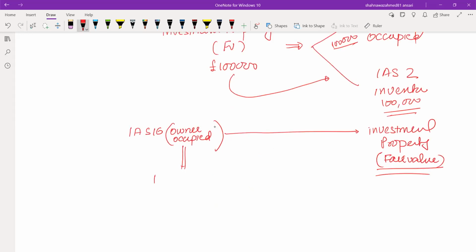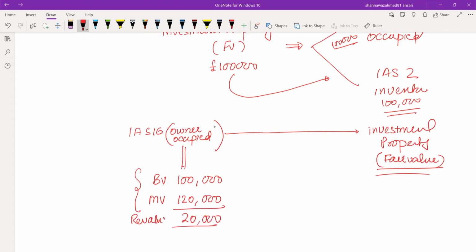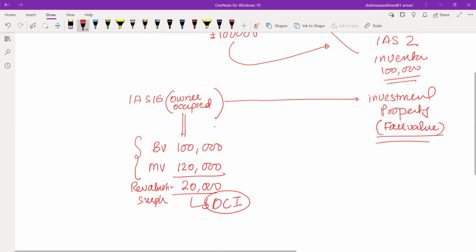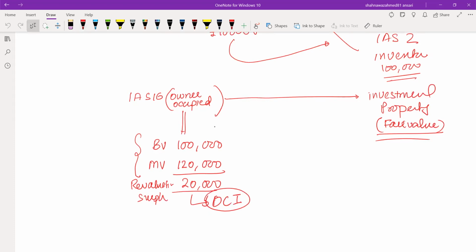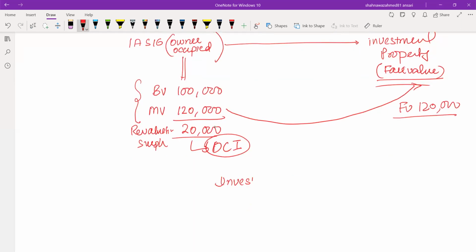Now under this we have a book value of 100,000. So before transferring it to investment property, we have to identify fair value, and suppose fair value is 120,000. As it is under IAS 16, any increase in value is revaluation surplus, and we have to recognize this revaluation surplus as per IAS 16 under other comprehensive income. We cannot recognize this in profit and loss account. But once the IAS 16 value has been updated, then this market value becomes the fair value of 120,000 for investment property. So we will de-recognize owner occupied property, and we will recognize investment property debit 120,000 and owner occupied property credit 120,000.